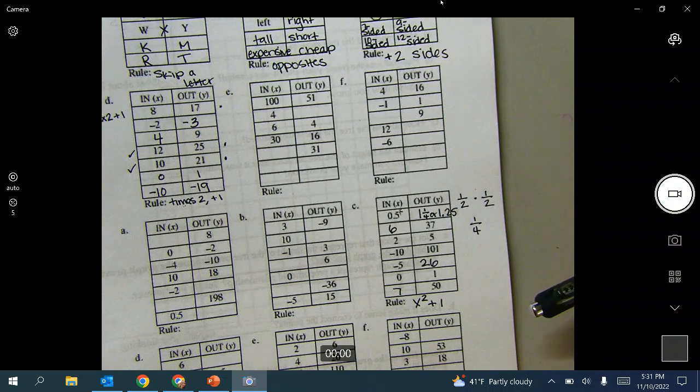All right, go ahead and do your best to see if you can come up with the rules for the rest of these. I will post an answer key, but hopefully we've gone through enough problems that you can kind of figure out what it is that I'm expecting you guys to do. Okay, so make sure that you're checking your answers with all of the other problems once you finish this page.